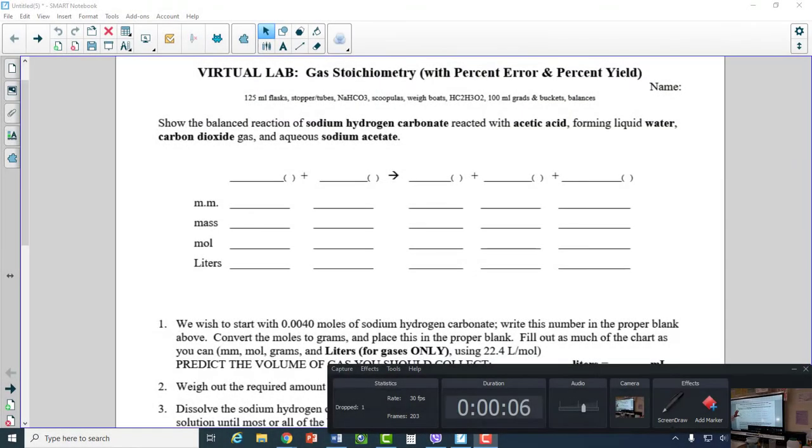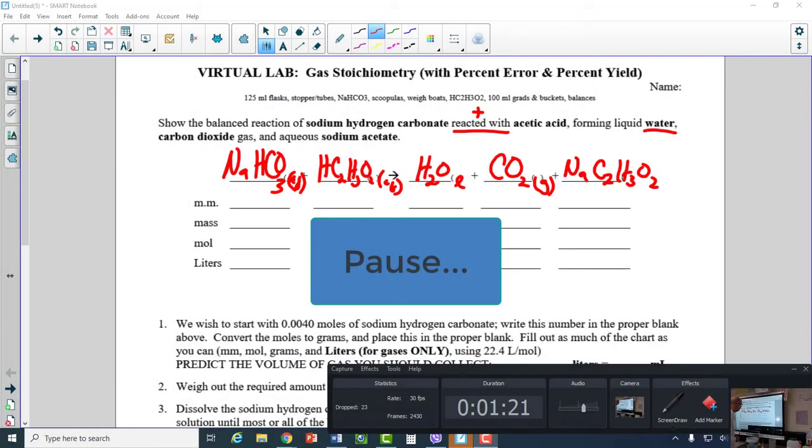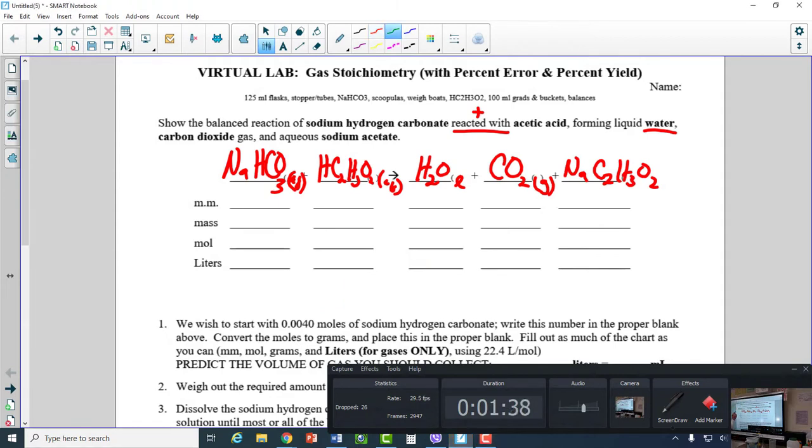Alright, so this reaction is going to use sodium hydrogen carbonate as a reactant and acetic acid as another reactant, and we're going to make water, carbon dioxide gas, and aqueous sodium acetate. So let's go ahead and balance this reaction, shall we? We've got one sodium, 5 H's. Oxygens are good, so we have a 1 to 1 to 1 to 1 to 1 mole to mole ratio. That's pretty handy.